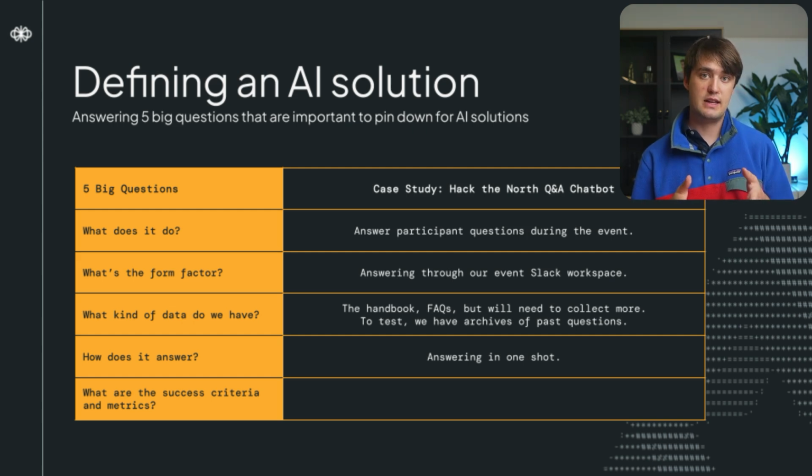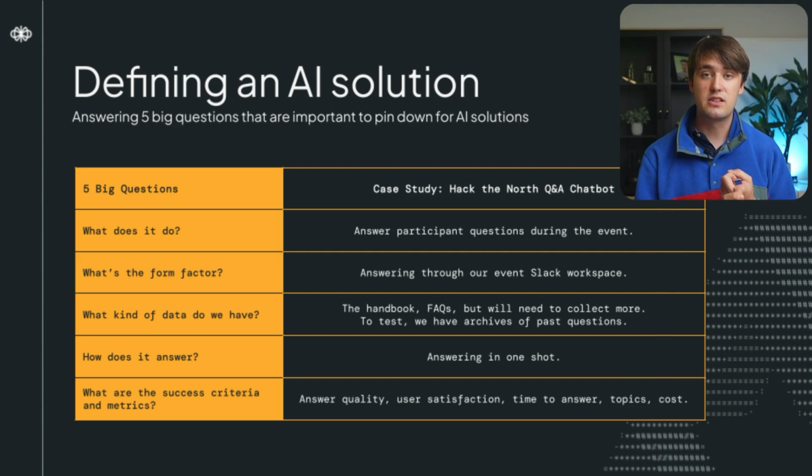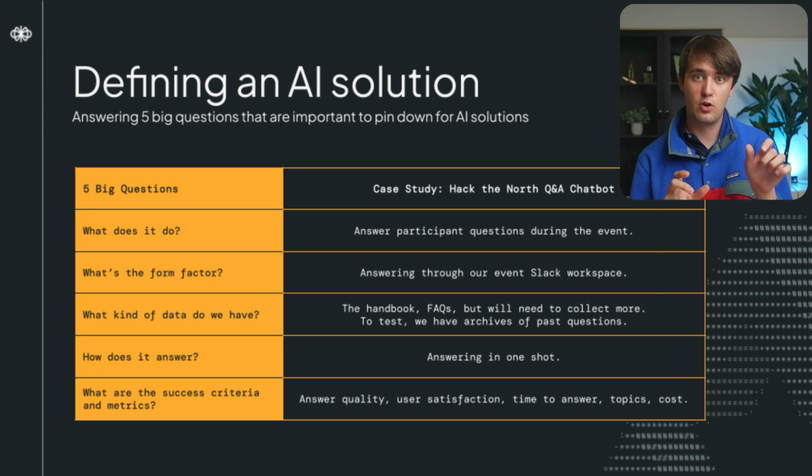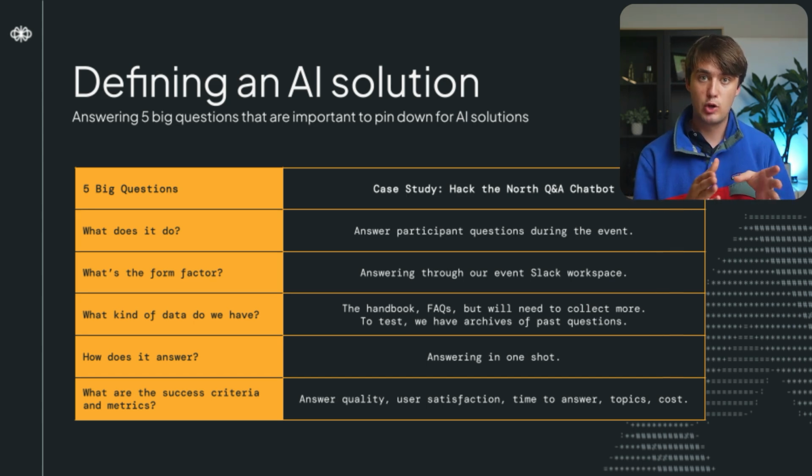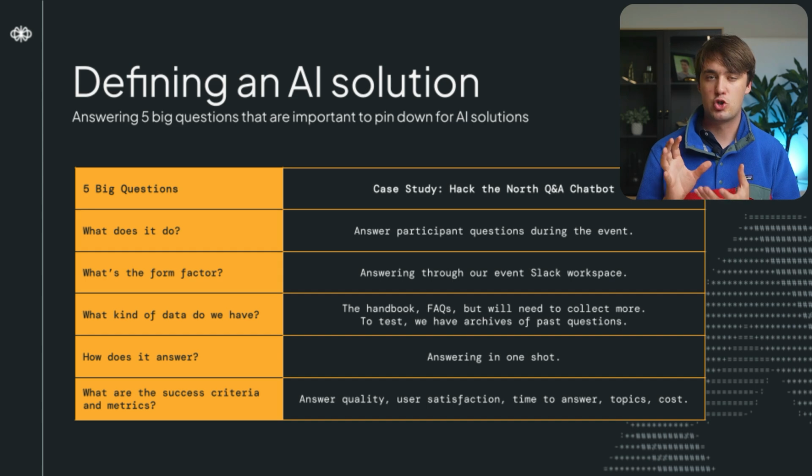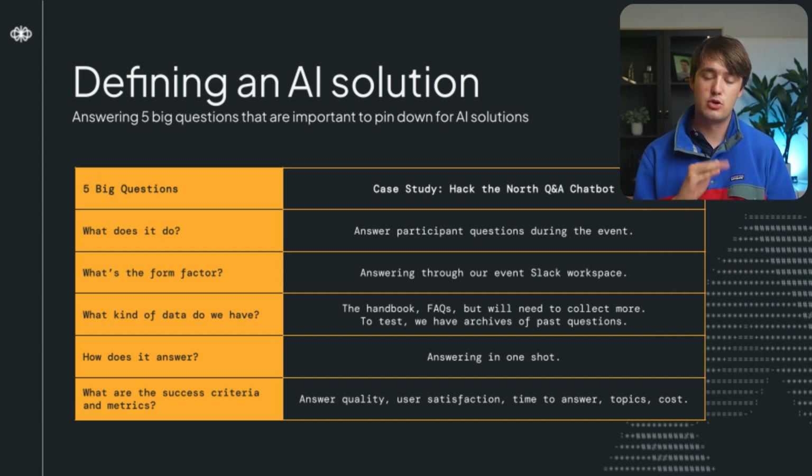So for this Hack the North case study, we selected first of all satisfaction through a reaction button that users can use to either say, yes, this was helpful, or no, I need help. Accuracy of answers through both manual review and marking if they're good or bad, as well as automatic answer scoring to see how well the answer is formatted and how well it answers the user's question.